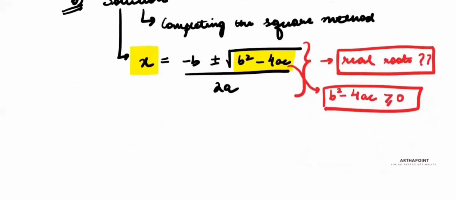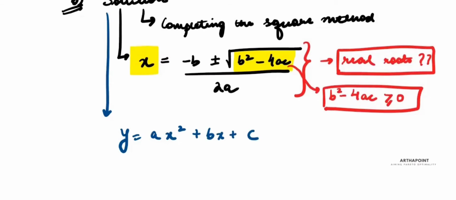Now, what are these a, b, c? We know this. So my equation that I have at any point of time is y = ax² + bx + c. So I know that this is the a that I'm talking about. This is the b that I'm talking about. And this is the c that I'm talking about.